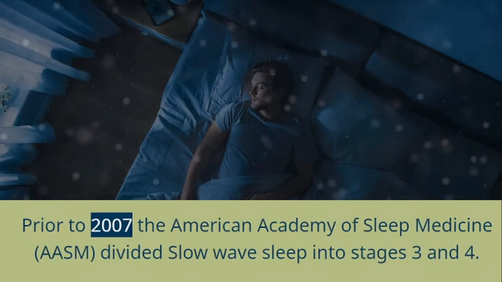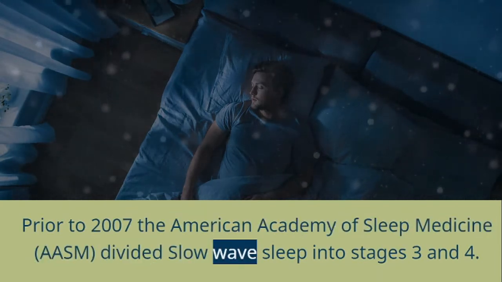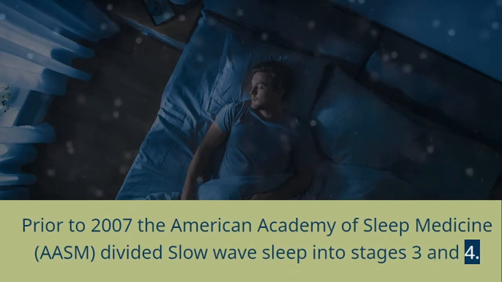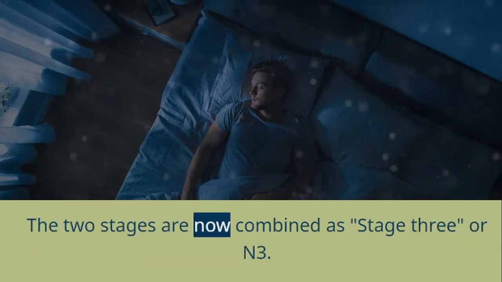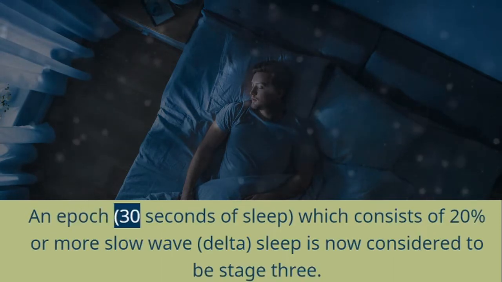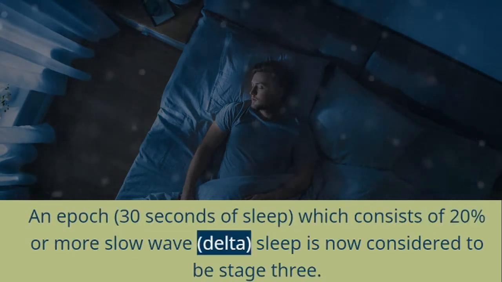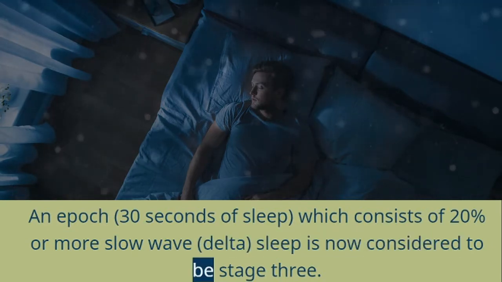Prior to 2007, the American Academy of Sleep Medicine, AASM, divided slow-wave sleep into stages 3 and 4. The two stages are now combined as stage 3 or N3. An epoch, 30 seconds of sleep, which consists of 20% or more slow-wave, delta, sleep is now considered to be stage 3.